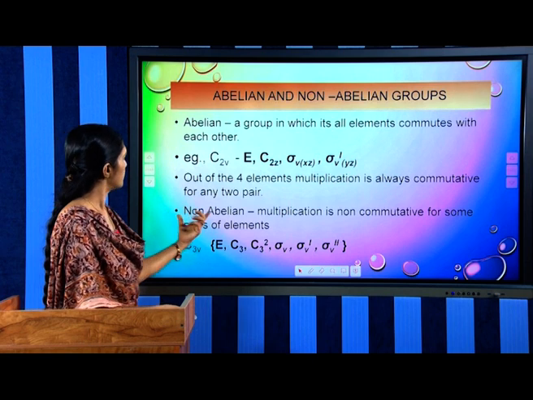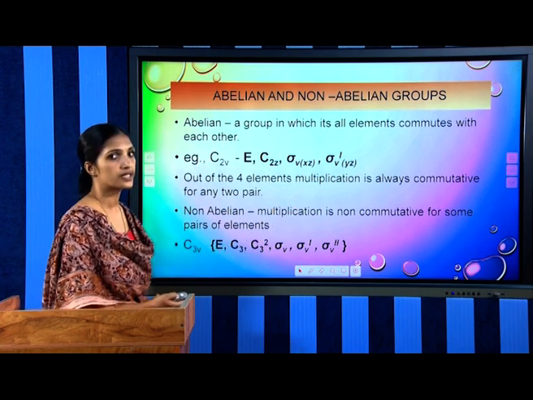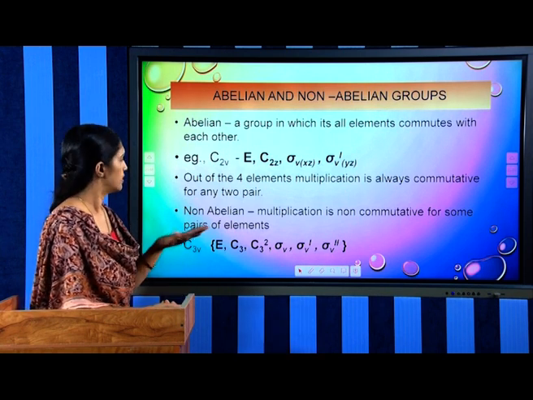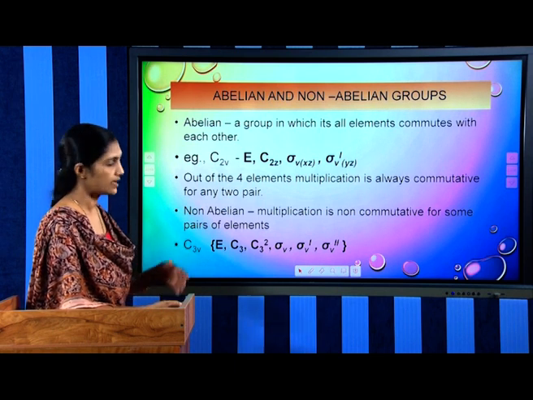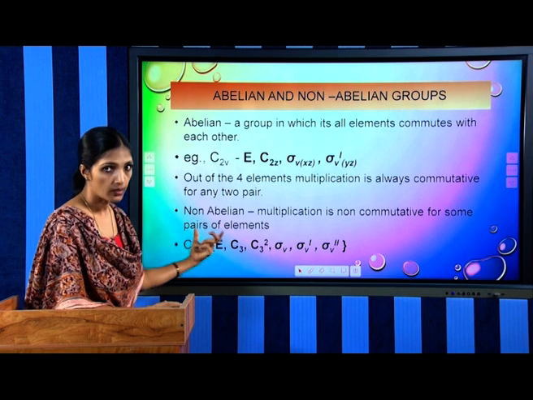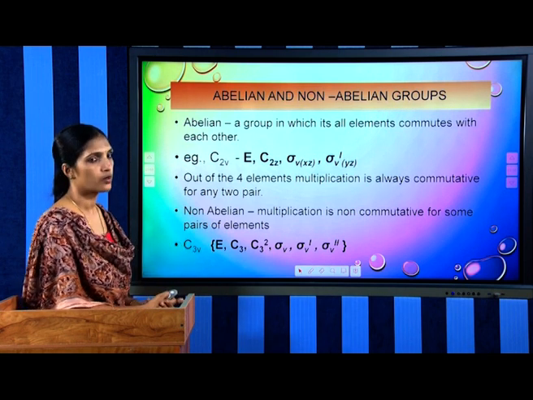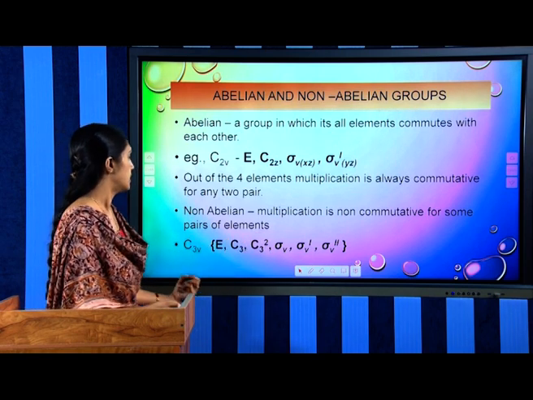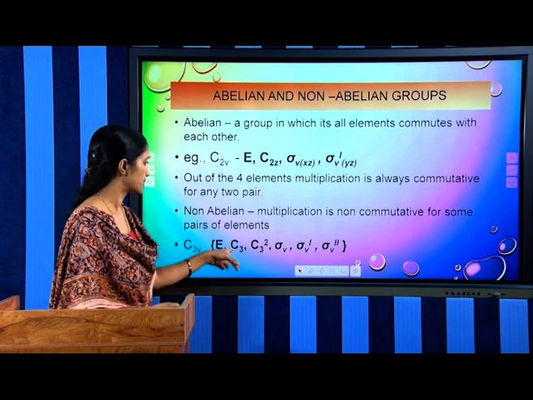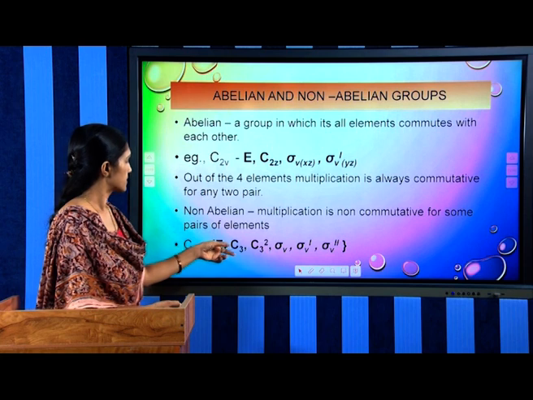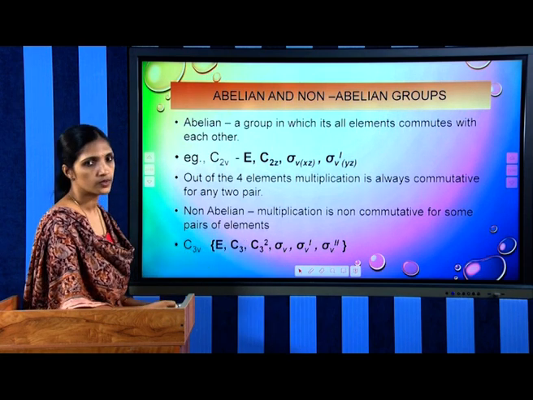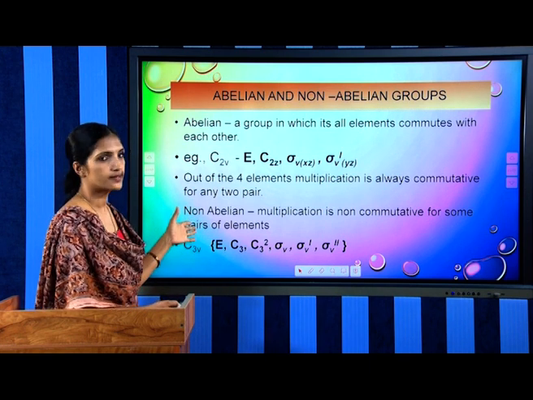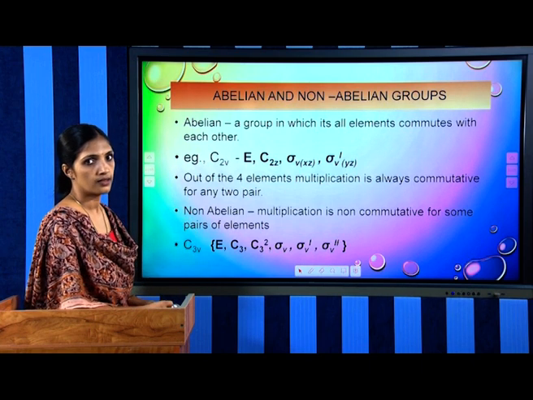While in non-abelian groups, the multiplication is non-commutative for some pairs of elements. For some pairs, it can commute, but all pairs do not commute with each other. Then that group is known as a non-abelian group. For example, the C3v point group shown by the ammonia molecule. It contains 6 elements, but we have checked with this C3 and sigma v previously, right. So, C3 and sigma v do not commute with each other. So, since they do not commute with each other, it falls under the non-abelian group, right.